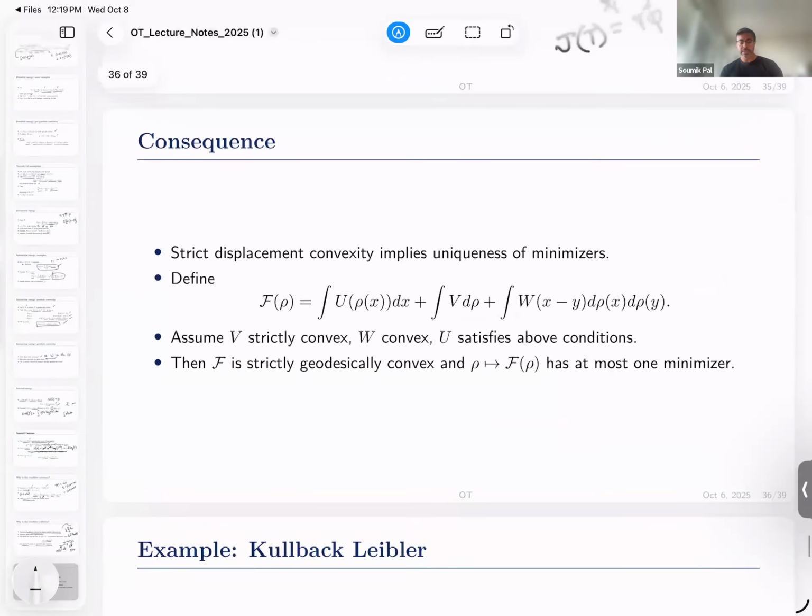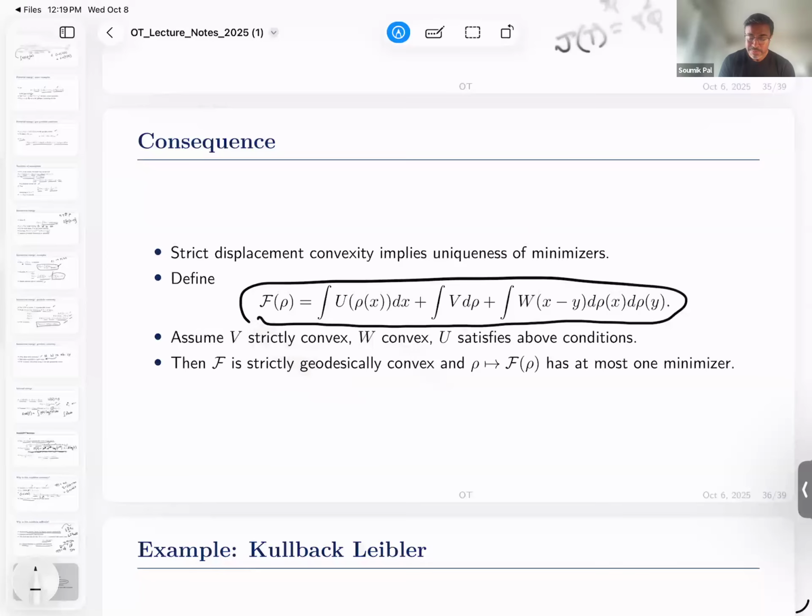A quick consequence of this, and this is why McCann originally devised this concept, is that if I have any function which is a sum of these three quantities, what is called internal energy, potential energy, and interaction energy, and I assume my V is strictly convex, my W is convex, and U satisfies that R to the power D times U of R to the power minus D is decreasing convex, then this function is strictly geodesically convex. And if I have a strictly convex function, it can have at most one minimizer. And so any such function that you can construct has at most one minimizer.